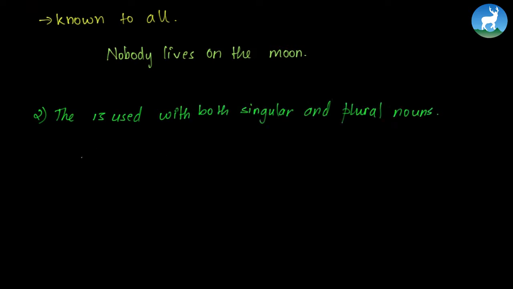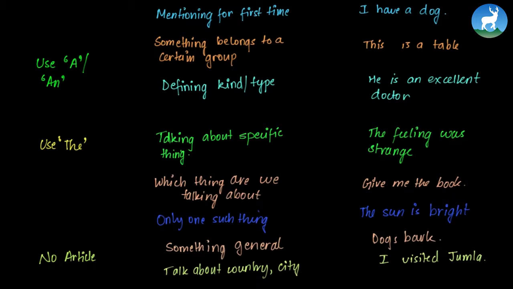Singular and plural nouns. For example, I saw the dog. I saw the dogs. Now let's make a chart that will be very helpful while choosing articles. This is a chart that can be useful while choosing the correct article in a sentence.